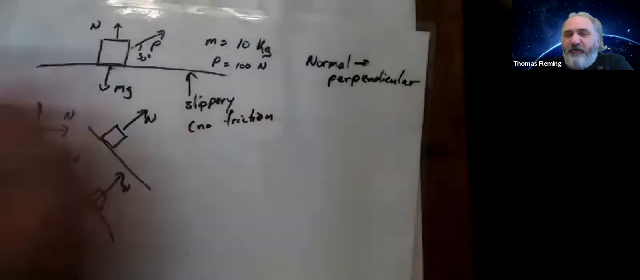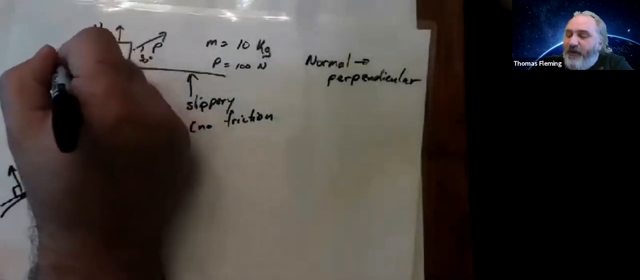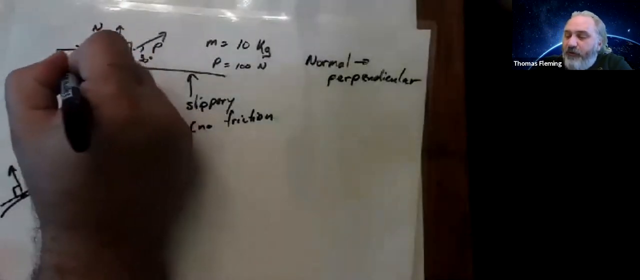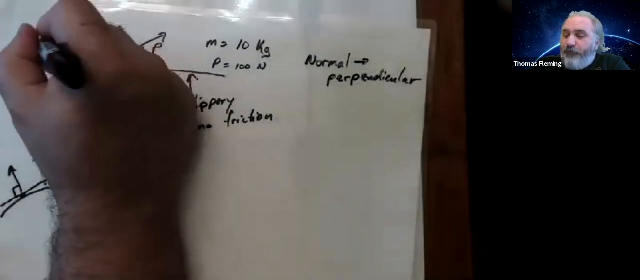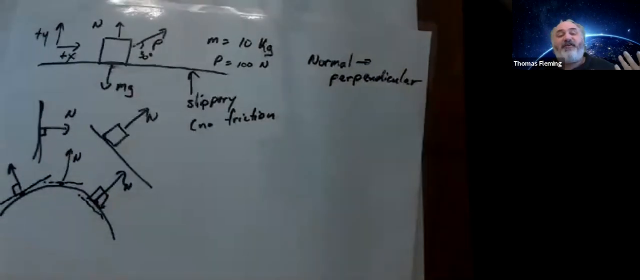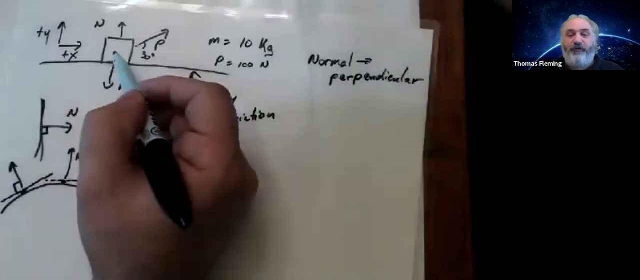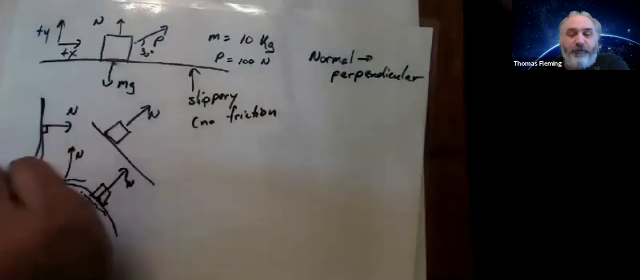Let's have sideways be the x direction. Let's have up and down be the y direction. I'm going to have positive for x be to the right. I'm going to have positive for y be upward. So I'm just making that choice. Maybe the box starts at 0, 0, but since I'm not worried about where it's going, I don't care about the 0 point quite so much. So that's my coordinate system.